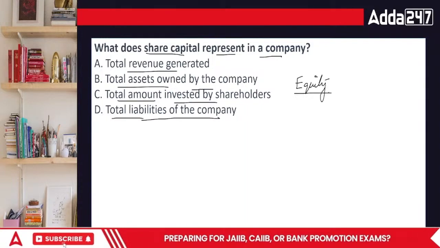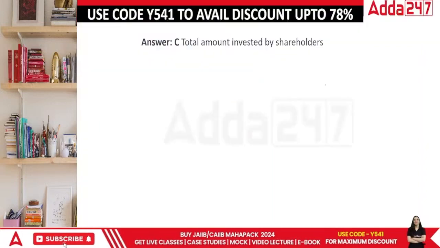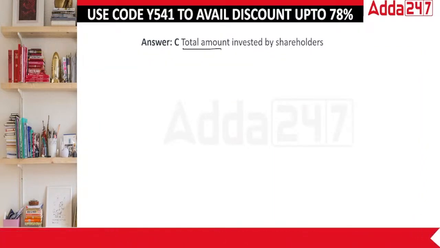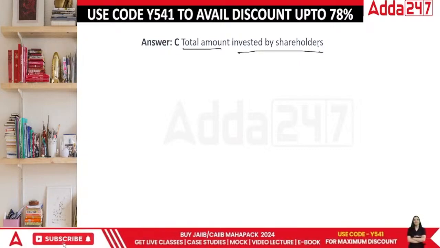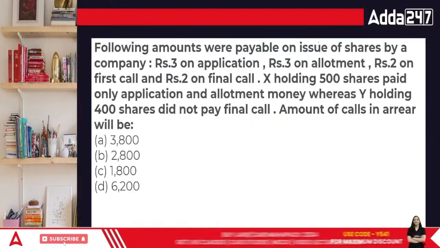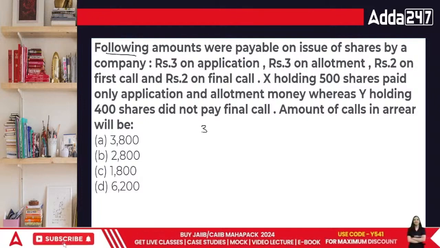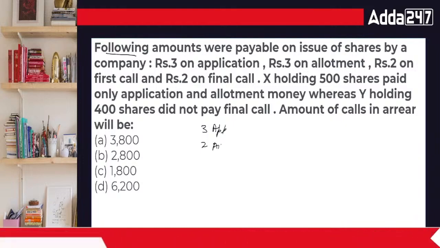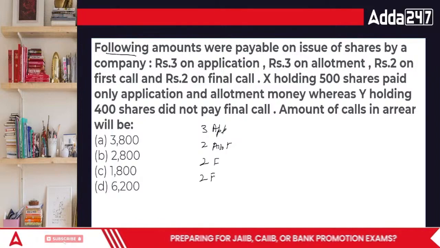Now let's move on. We have the total amount invested by the shareholders. So basically whatever money you and I are putting into the business is covered in this scenario. Now comes a practical question. The following amounts are payable by the person: 3 rupees on application, 2 on allotment, 2 on first call, and 2 on final call.